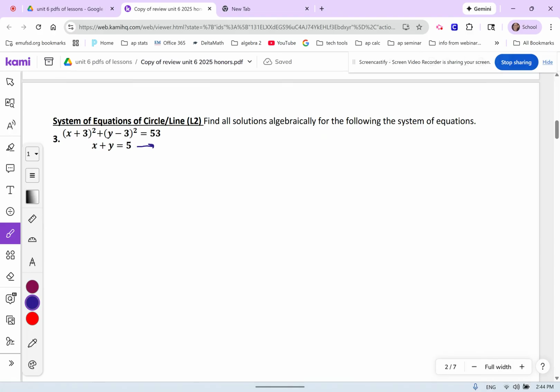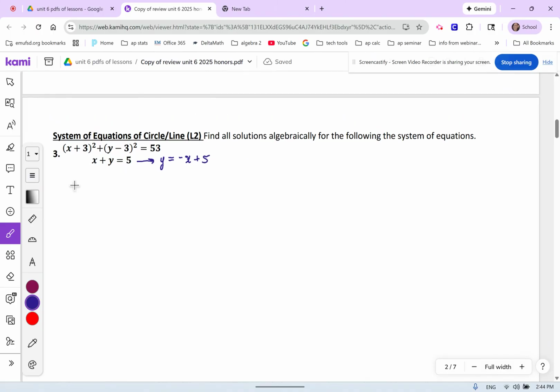My linear equation, I'm going to isolate the y. You can isolate the x if you choose, and that would give me negative x plus 5. And now what I'm going to do is in that second binomial, I'm going to replace that y with negative x plus 5 minus 3. Now you have to be really careful here because a lot of times people forget to subtract out that 3.